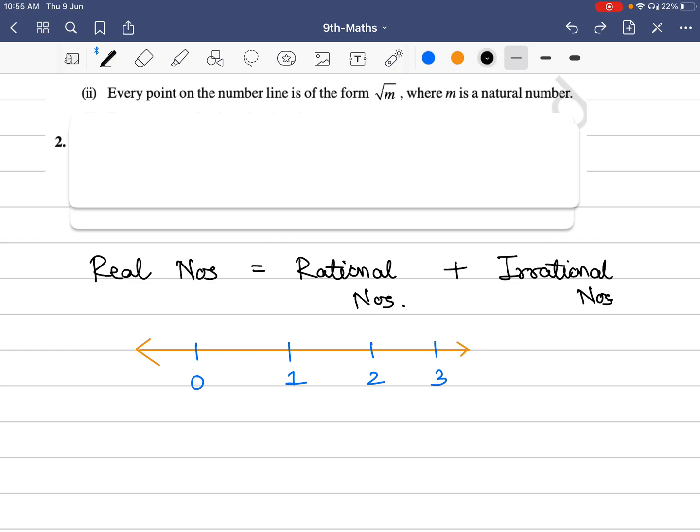I'm going to start with 0. So 0 can be written as under root of 0. So yes, this is true. 1 can be written as under root of 1. Square root of 1 is 1. So this is true. 2 can be expressed as under root of 4. So yes, our statement seems to be true, that every point on the number line is of the form root m. 3 will be under root of 9. Square root of 9 is 3. So that is also true.